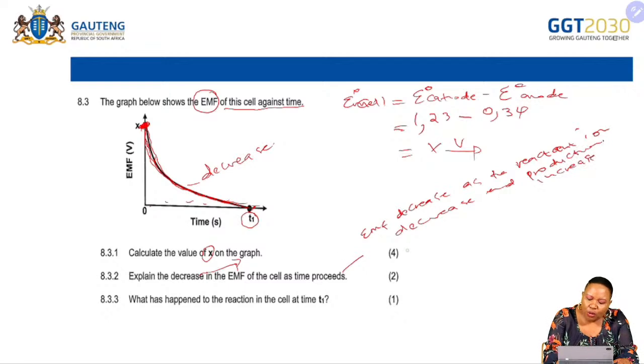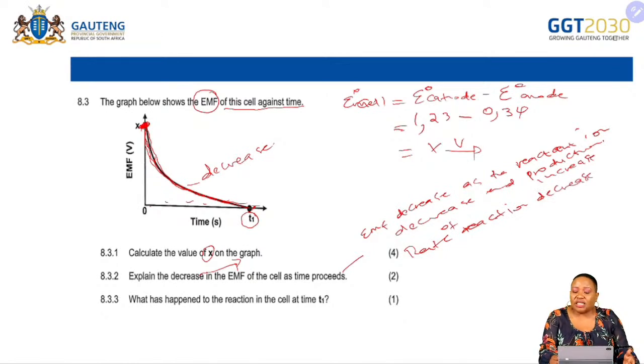And then the rate of reaction, and also when the rate of reaction decreases, the EMF decreases, because the reactant ions are decreasing and the product ions are increasing, and then the EMF decreases.